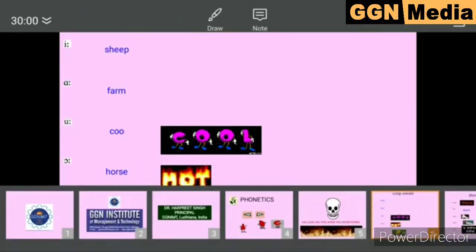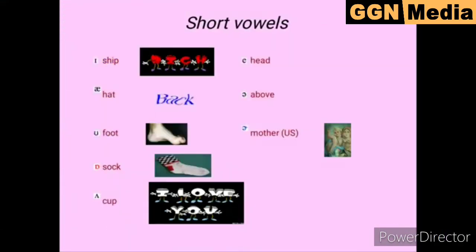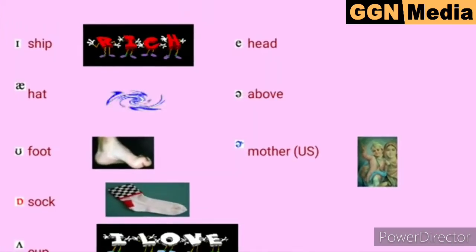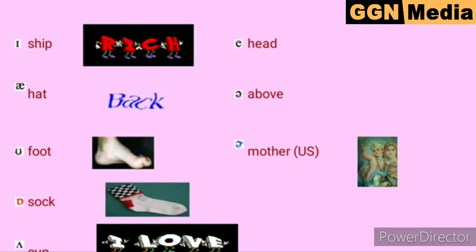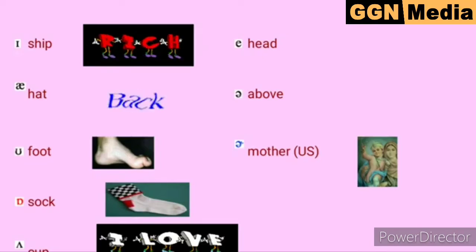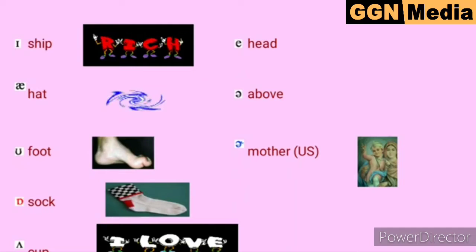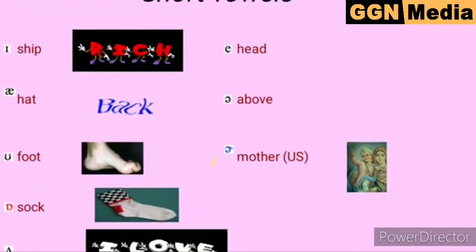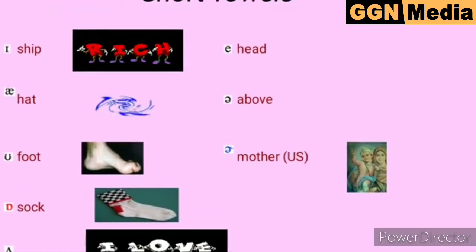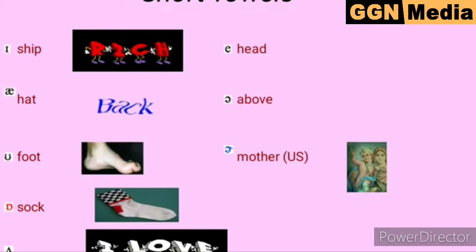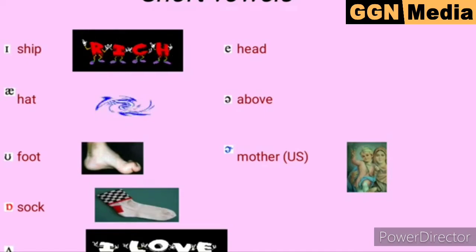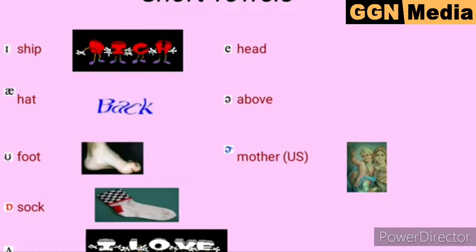Similarly, there are short vowels also. Short vowels, for example, there is no colon sound with the symbol here. Ship, back, hat, rich, foot, sock, cup, head, above, mother, right? So here the sound is where the breath is stopped naturally. Ship, hat, foot. So we are stopping the breath, right?